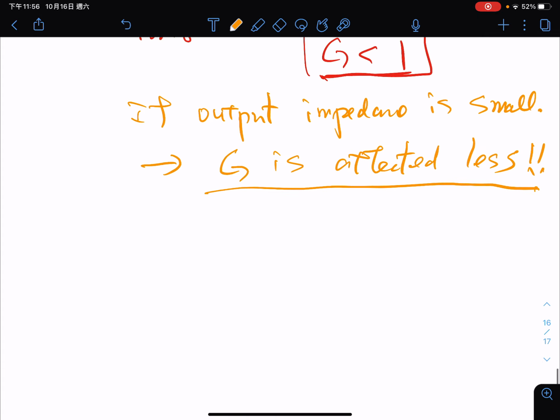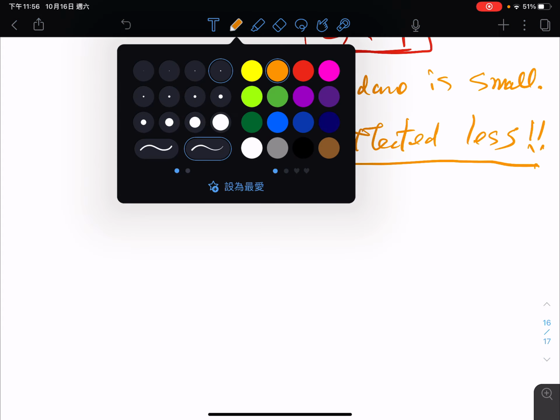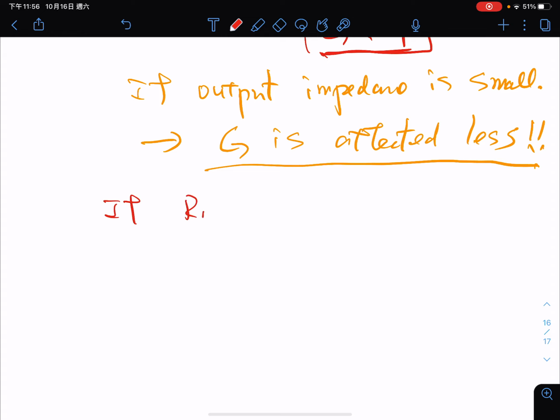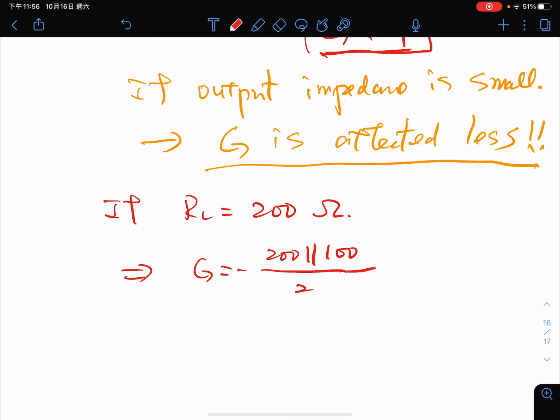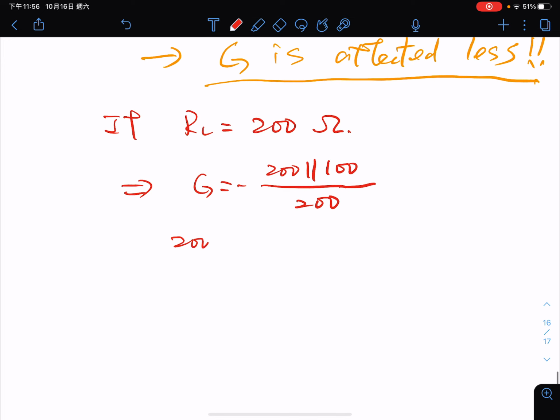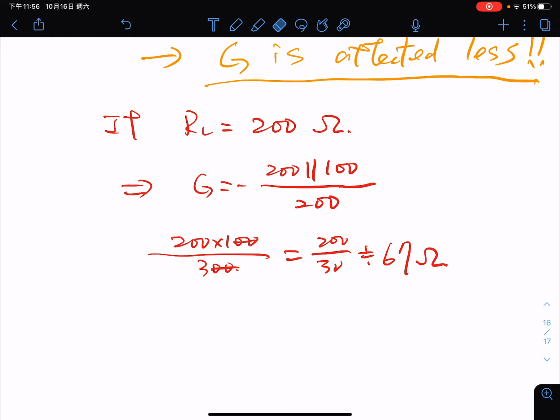Okay. So if the load is higher, for example, if the load is 200 ohm, then things will be better. The gain will be minus 200 in parallel with 100 divided by 200. And we know the 200 in parallel with 100 over 300 will be around 67 ohm. No, this one is 20 only.